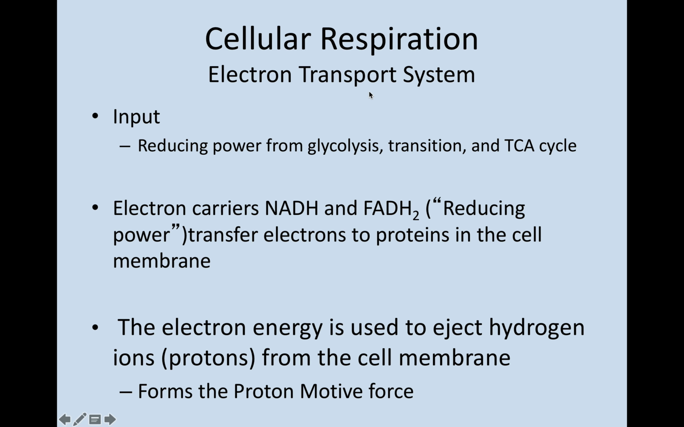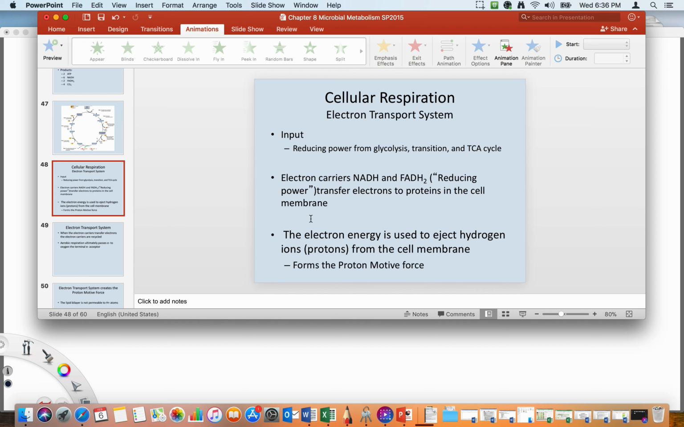Now the electron transport system in bacteria occurs across the cell membrane. So the electron carriers, or the reducing power, carry electrons to the cell membrane. I'm going to pause here, go to my writing board, and do a little demonstration again.